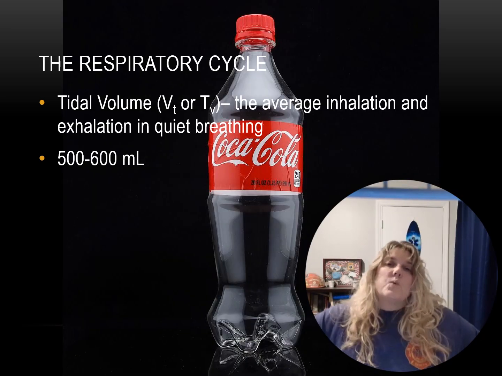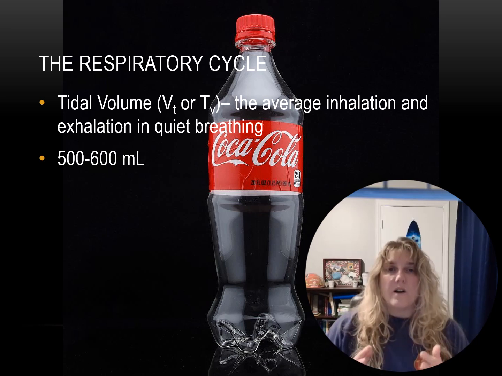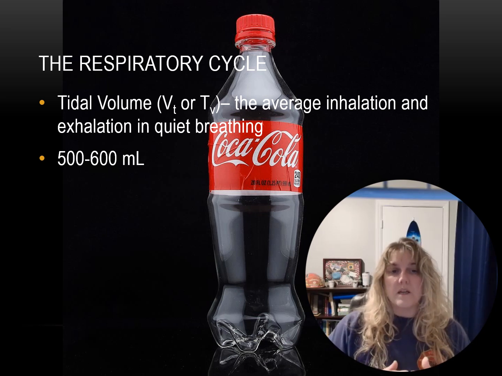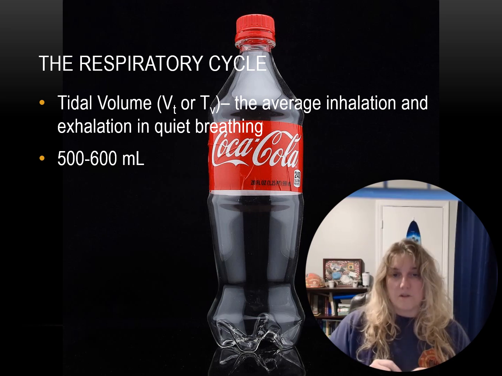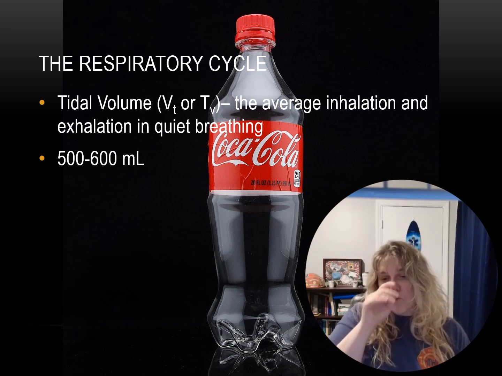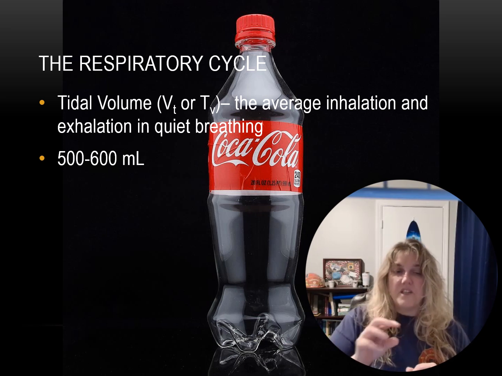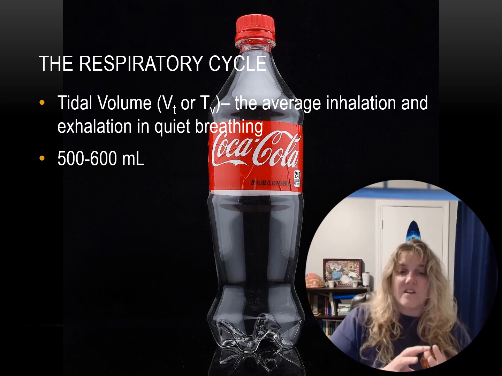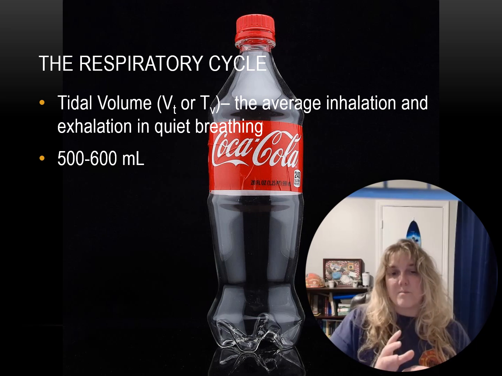Now, the best way for me to tell anyone how to remember what tidal volume should be: tidal volume can either be written as a V with a little t or a big T with a little v. Either way, it means tidal volume. So if you see a machine or some sort of lab work and it has VT like that or TV, we're talking about tidal volume. The average tidal volume should be about 500 to 600 milliliters.